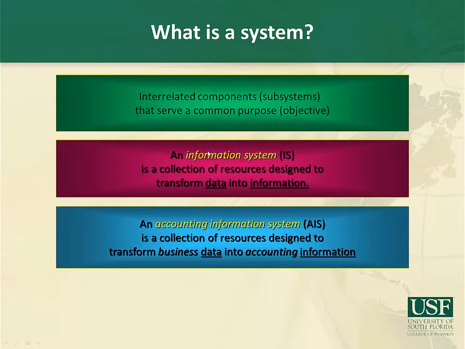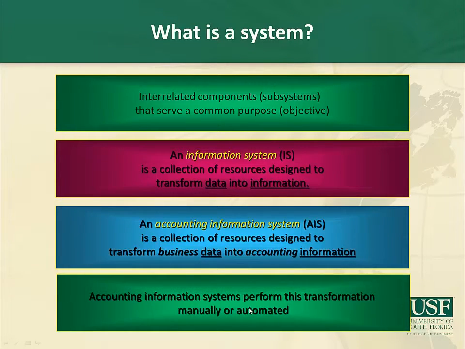So we notice a series of nested steps here. We first start with a system, then we go to an information system, then to an accounting information system. So there are systems that are not information systems, and there are information systems that are not accounting information systems. An accounting information system performs this transformation either manually or automated. That is, the accounting information system can be implemented either paper and pencil or computerized or some combination of the two.